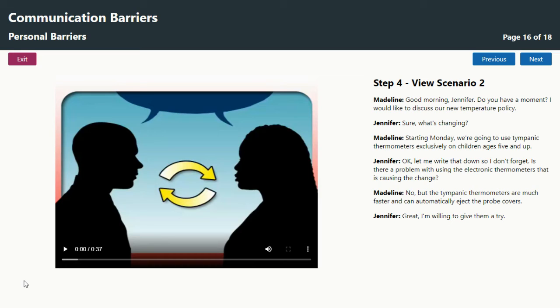All right, so this is scenario 2. Same situation, but a different outcome. Madeline says, "Good morning, Jennifer. Do you have a moment? I would like to discuss our new temperature policy." Jennifer says, "Sure, what's changing?" Madeline says, "Starting Monday, we're going to use tympanic thermometers exclusively on children ages 5 and up."